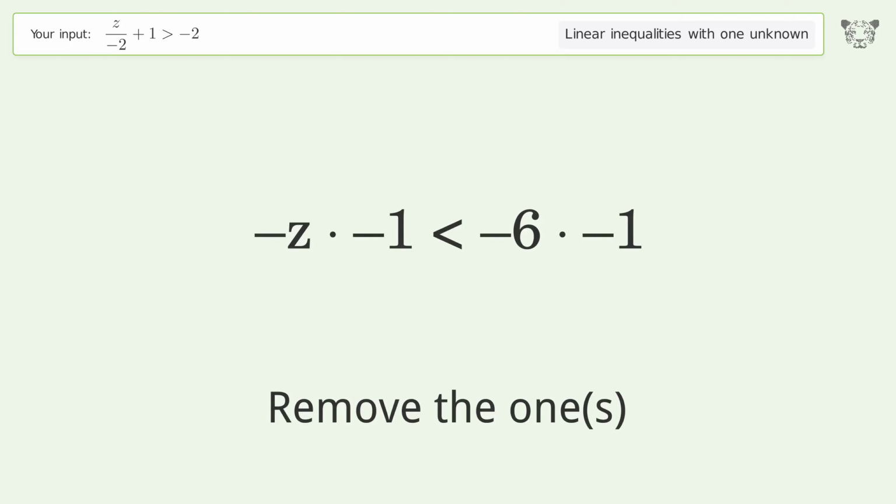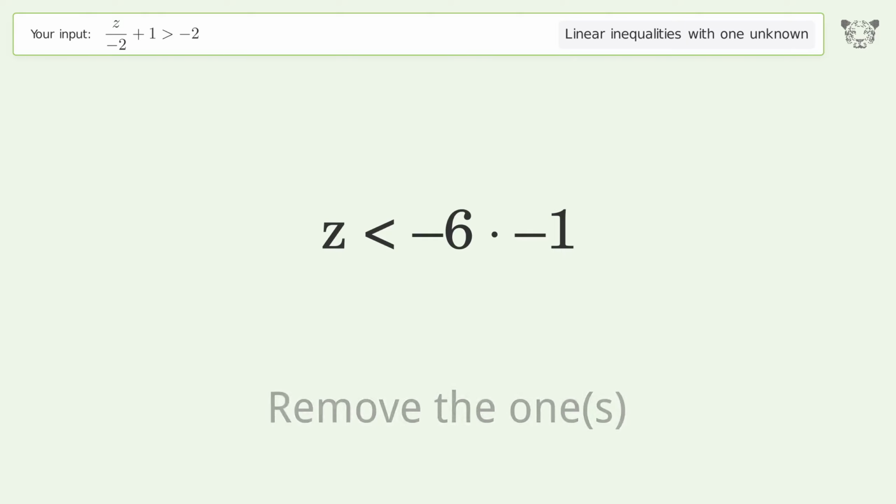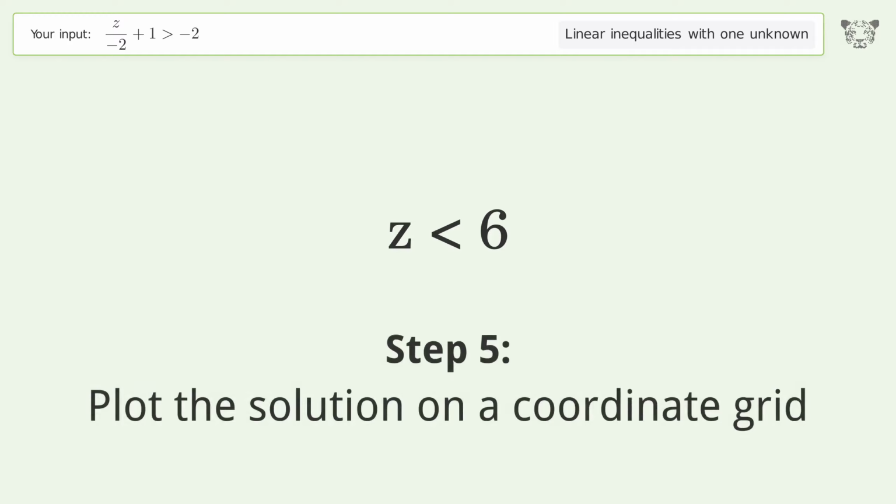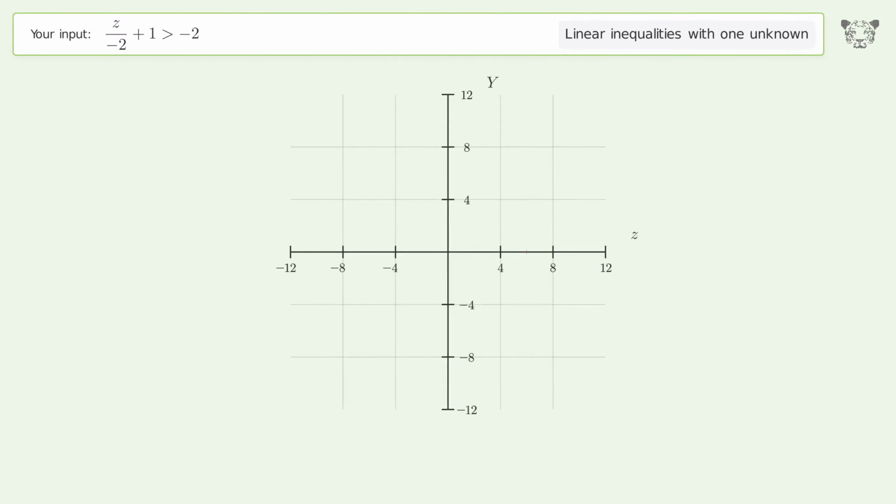Remove the ones. Simplify the arithmetic. Plot the solution on a coordinate grid. And so the final result is z smaller than 6.